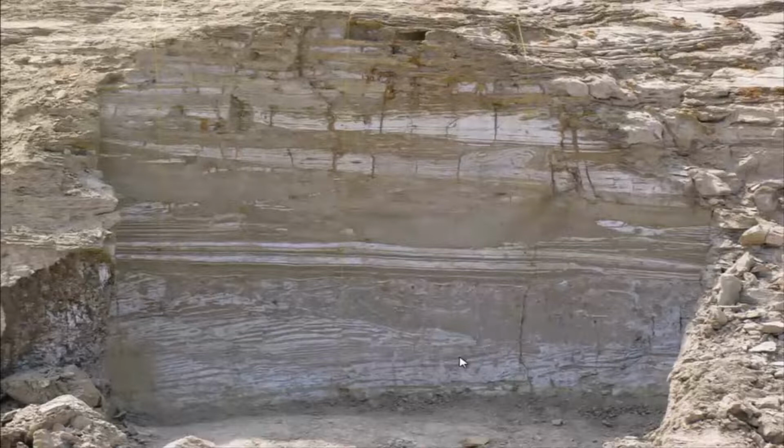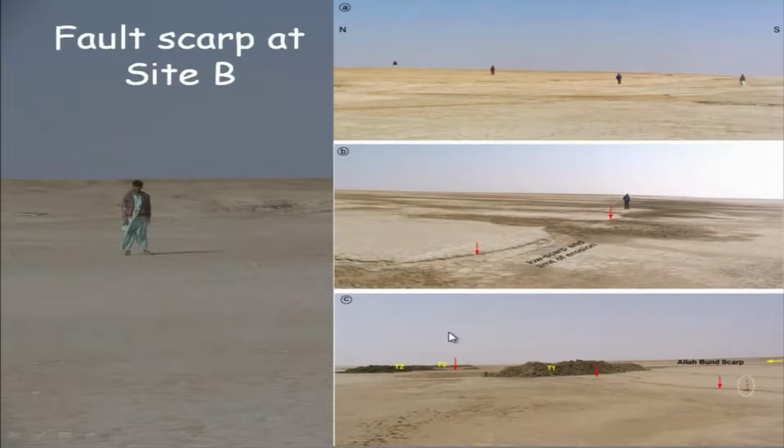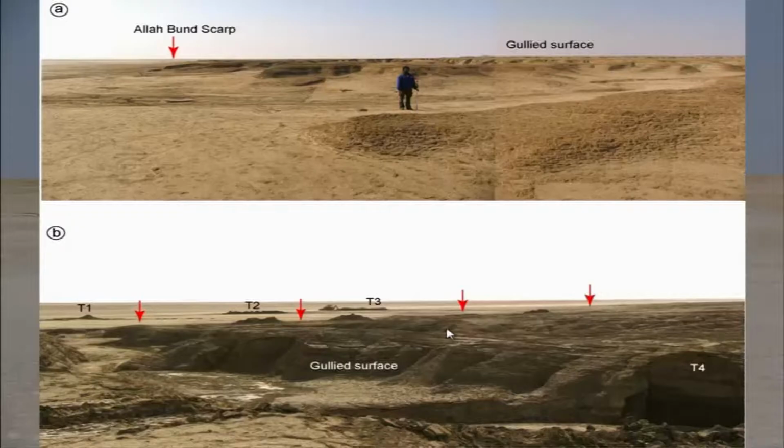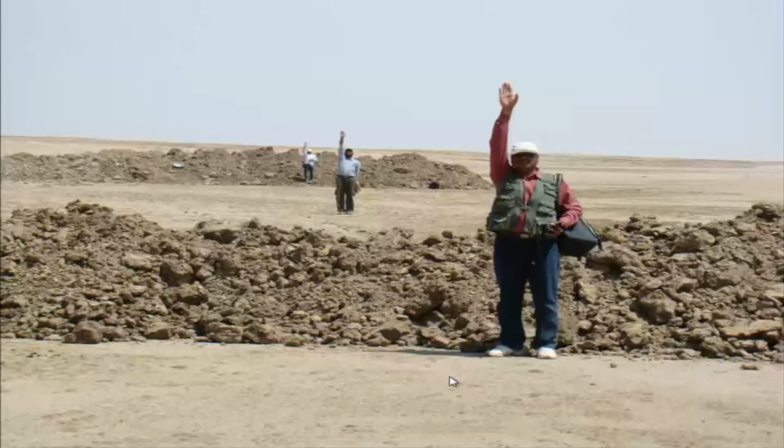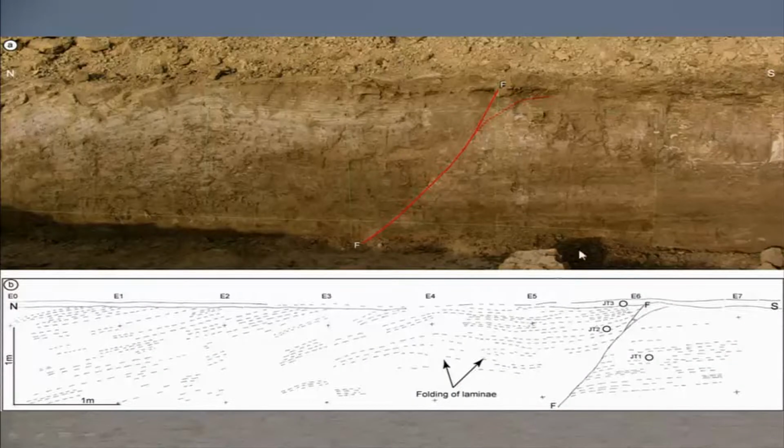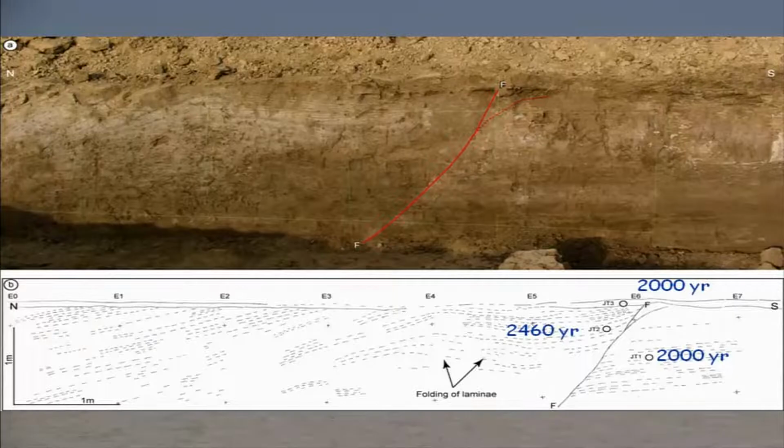So we have deformed and undeformed layer sequences here. We did some excavation along this one, and we found these are the trenches, and we found the signature of the earthquake over here, which dates back to around 2,000 years before present. So we say that there was a major event around 2,000 years ago. So this probably was one of the events which also affected the Dholavira site.